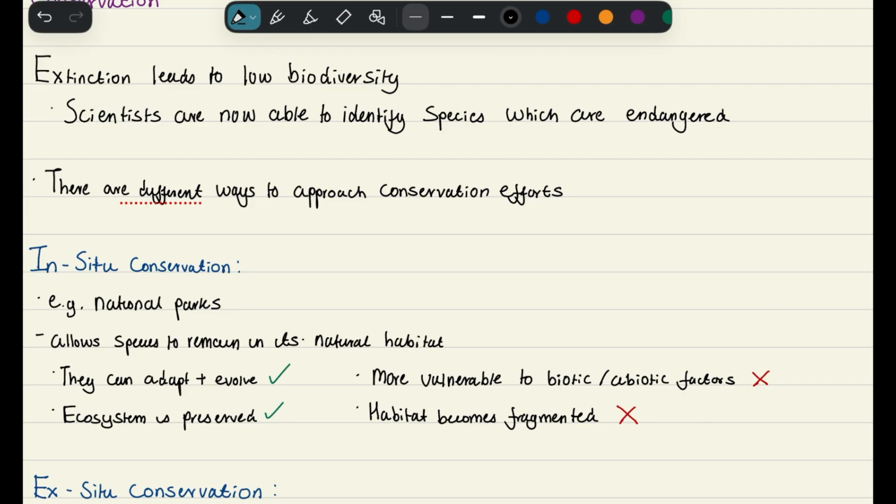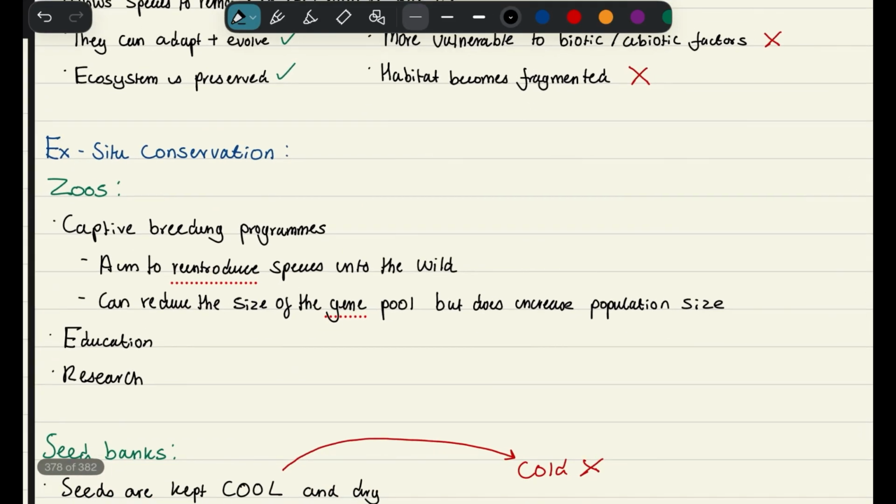However, if we're doing it in our own, like our natural environment, we're going to be more vulnerable to biotic and abiotic factors. So like natural disasters, viruses, the whole lot. Yeah, predation even in some cases. Although they will try to restrict that in the in situ conservation. Also, your habitat can become fragmented. So say if there's one area that we look over, that's now going to be a bit different to the other areas we're looking over.